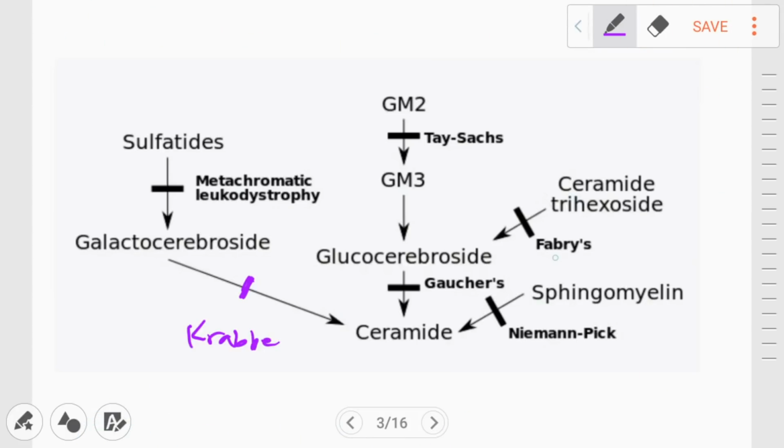So the final sphingolipid disorder that we're going to talk about now is something called Fabry's disease. You can see from this diagram that Fabry's disease is because of problematic conversion of ceramide trihexoside to glucocerebroside. So if you have a problem in this pathway, you will obviously have an increase in ceramide trihexoside. And now we'll take a look into this illness.